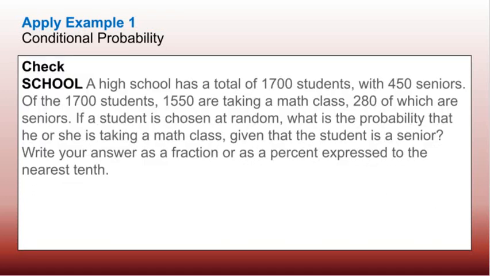Next, a high school has a total of 1,700 students with 450 seniors. Of the 1,700 students, 1,550 are taking a math class, 280 of which are seniors. If a student is chosen at random, what is the probability that he or she is taking a math class, given that the student is a senior? Write your answer as a fraction and as a percent expressed to the nearest tenth. So it has to be a math student who is a senior.